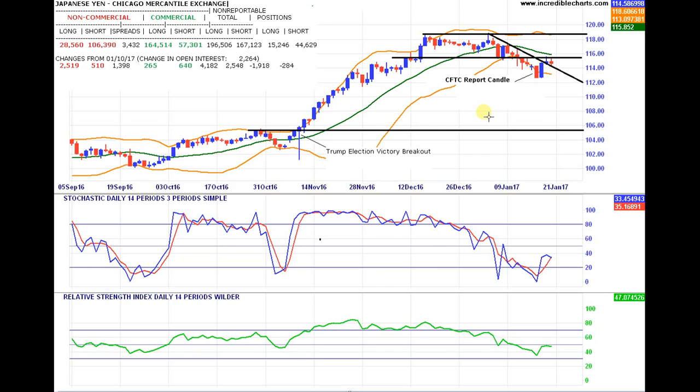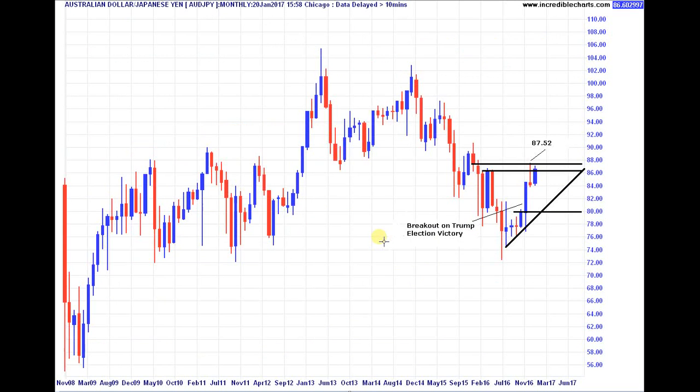Now what I want to do is go and look at the AUD against the JPY. A monthly chart of AUD/JPY, just to look at the big levels before we go to the daily chart. Okay, now in terms of the Aussie, nice downtrend here, and then we've made a rally.